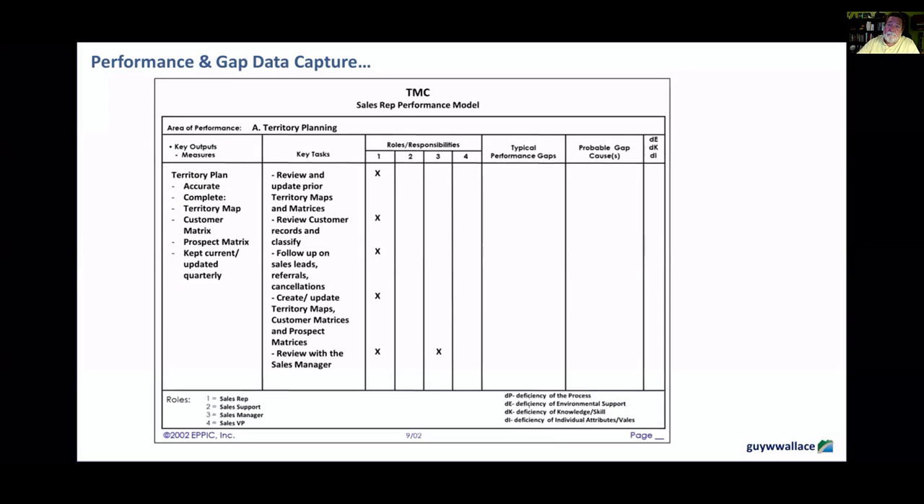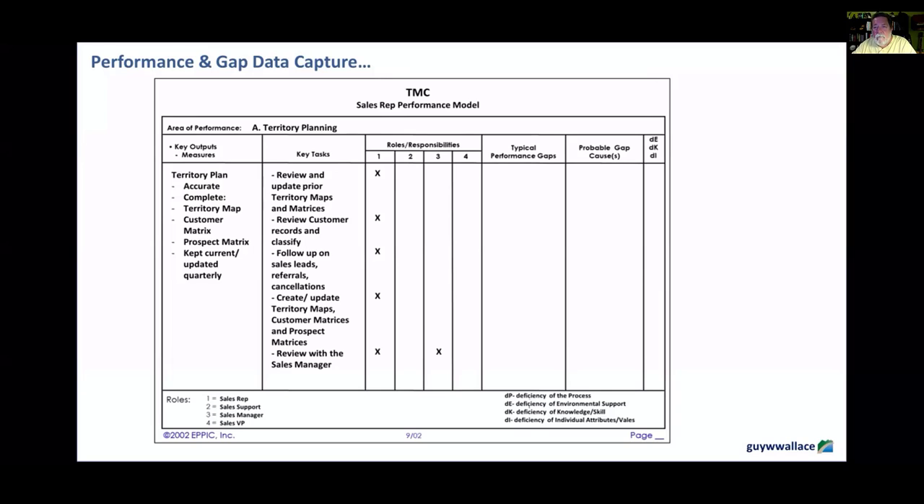Here's an example. This is from work that I did back in 1986 with a sales organization. I've changed some of the language here. So this area of performance is territory planning. Before you go out in the territory and try to sell things, let's do some territory planning so that you're not going from this state to that state, back to the first state, now to a third state, back to the first state. Let's plan out your territory so that it makes sense. That was the issue for this client.